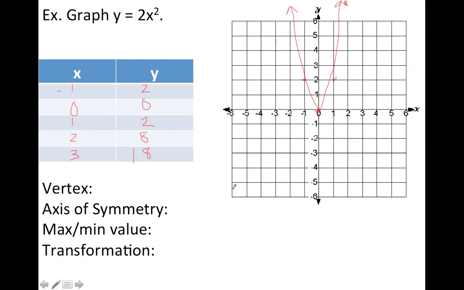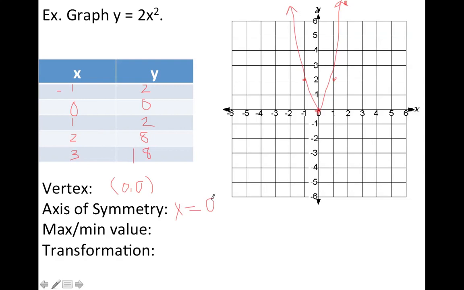Okay? So to find our vertex, remember, it is the lowest point of our graph. So since the lowest point of our graph is at 0, 0, our vertex is at 0, 0. And remember, the axis of symmetry is always x equals, because it's a straight up and down line. And it's always equal to the x value of your vertex. So since the x value of our vertex is 0, our axis of symmetry is x equals 0.